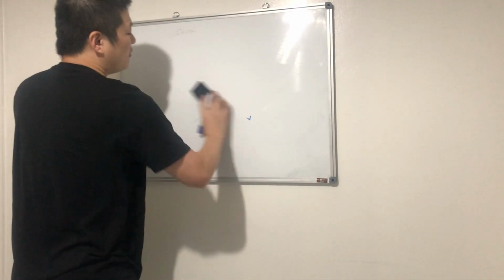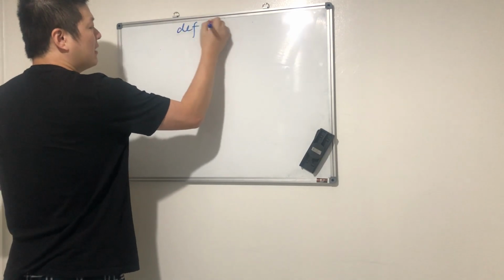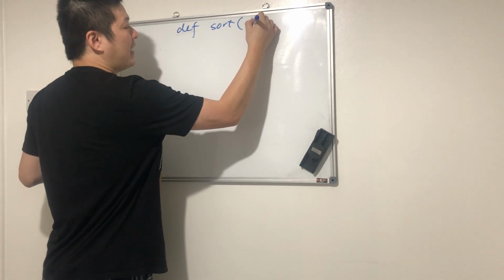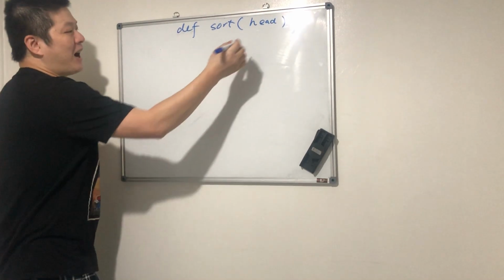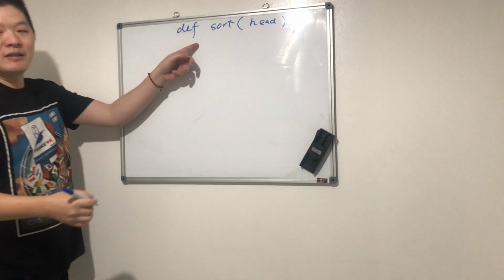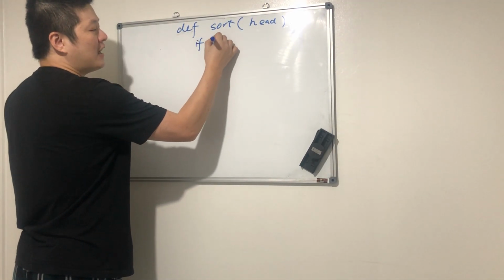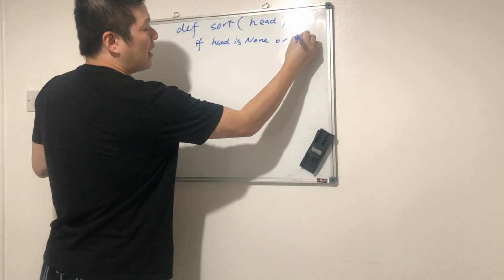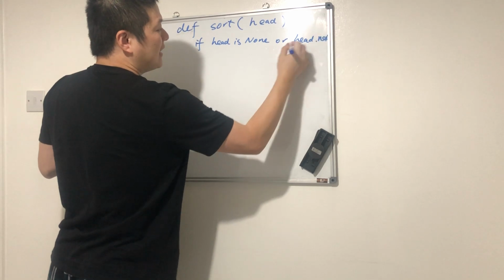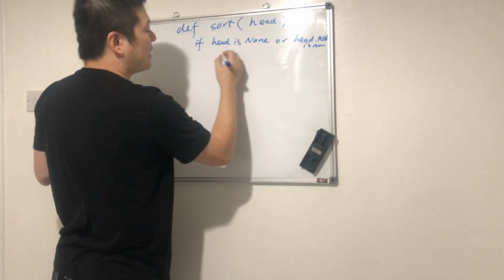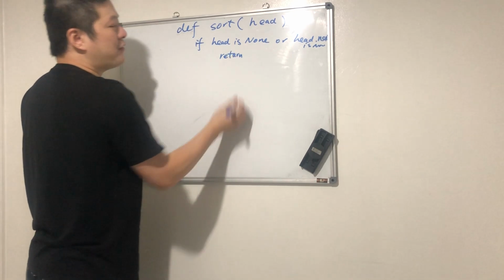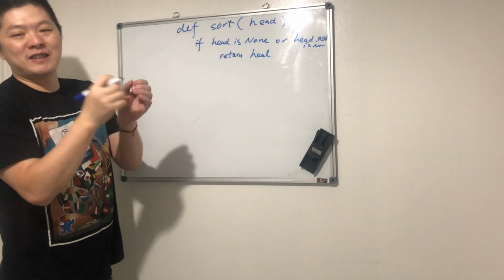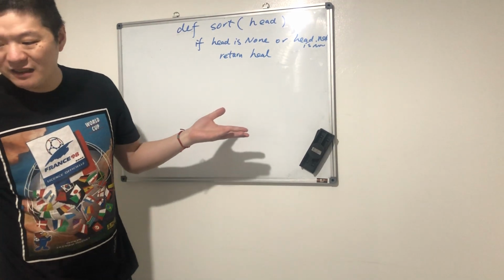So what I will do here is define sort list, which is given the head. Now look, what do we do? If head is None or head.next is None, return head, because if it's nothing or a single node, we just return itself. Okay?